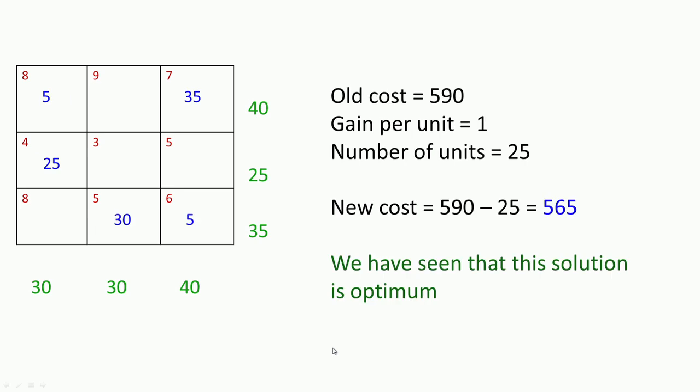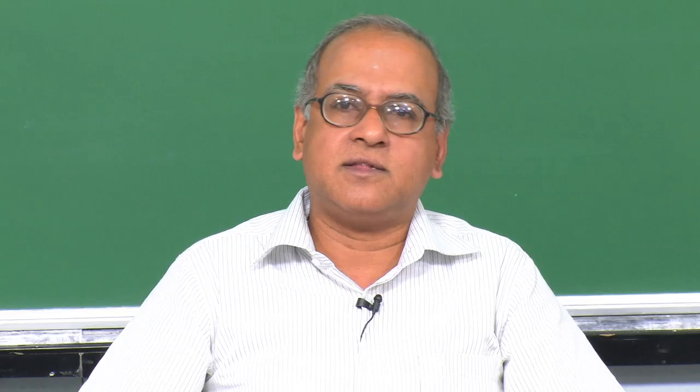Now to check whether this solution is optimum, we have to go back and put a plus 1 here and observe that the cost increases, put a plus 1 here, observe that the cost increases, put a plus 1 here, put a plus 1 here, which we have already done, and therefore this is the optimum solution to this problem. Now this method is called the stepping stone method.